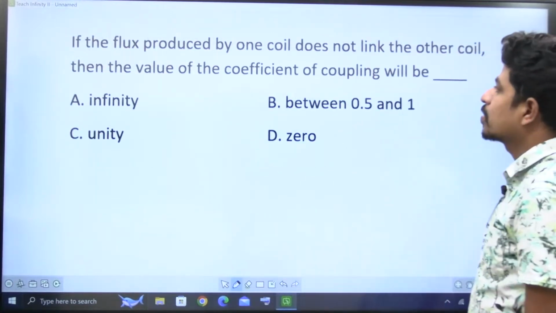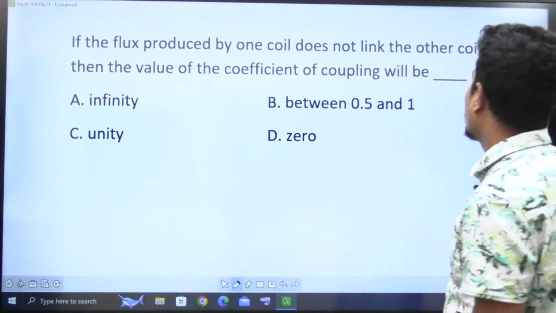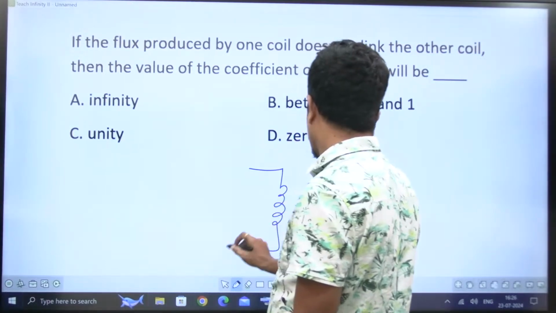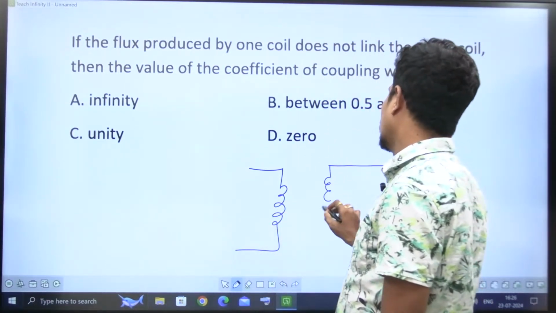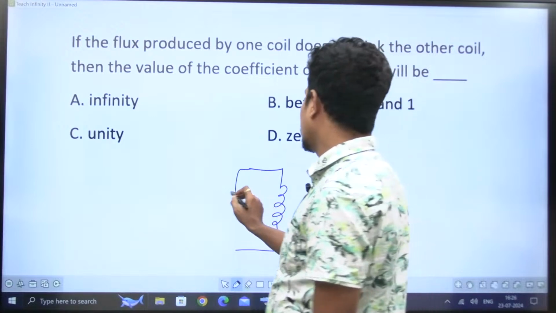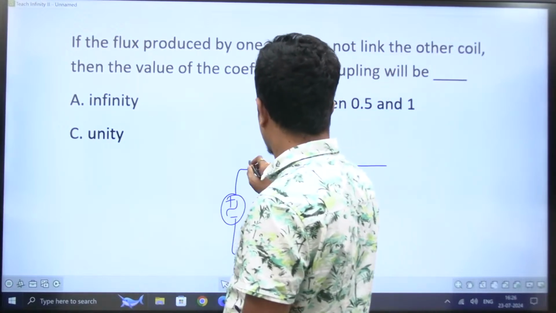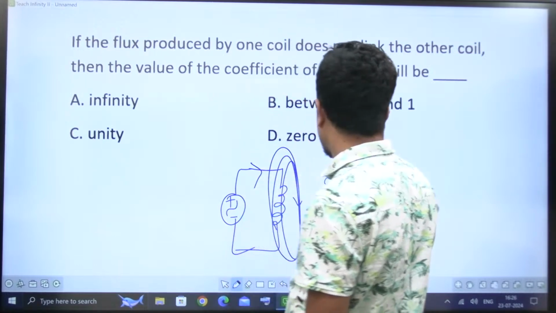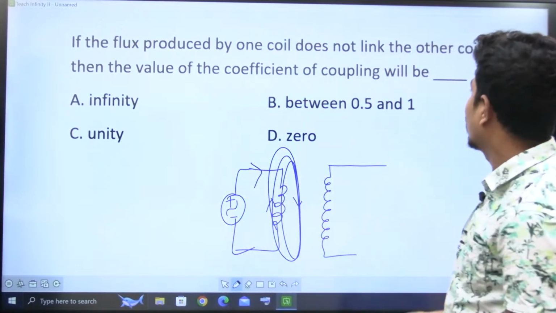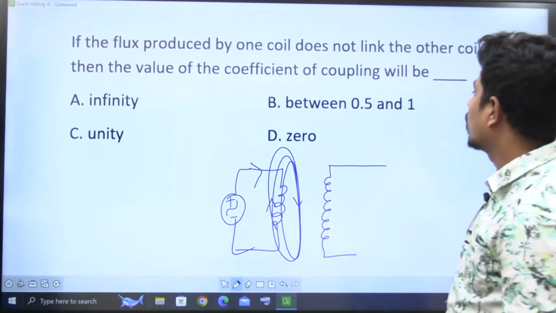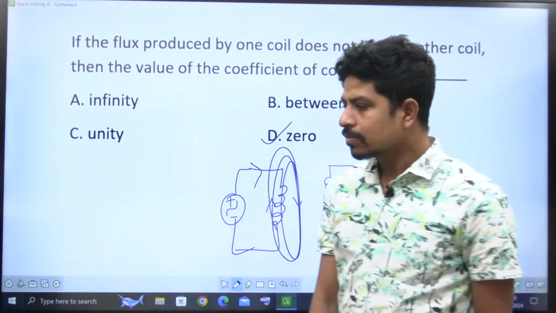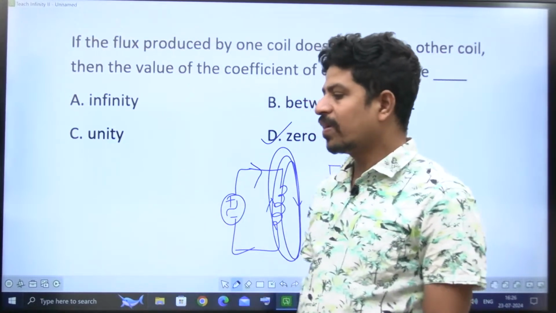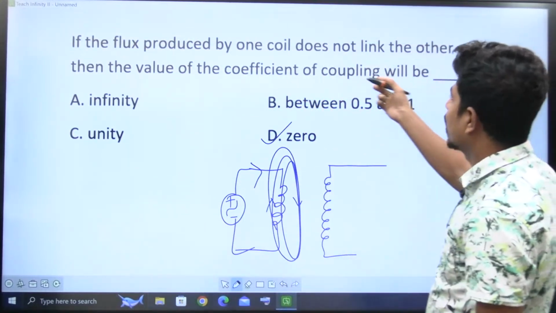Next question. If the flux produced by one coil does not link with the other coil, suppose there are two coils in the vicinity, this is the first coil and this is the second coil. You connect some voltage to the first, some current flows, and some flux is produced. That flux is nowhere linking with the second one. Then the value of the coefficient of coupling is perfectly zero. See what the question says: does not link.